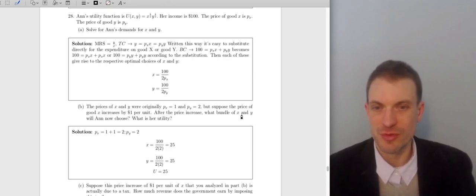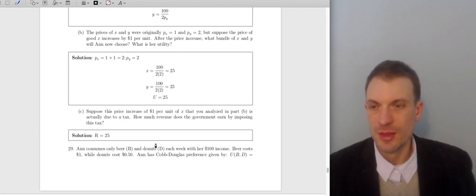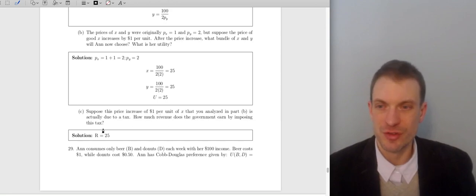After the price increase, what bundle of x and y will Anne now choose? That's why we just skipped right here to price of good x is 2, price of good y is 2. Good. Then it says, suppose this price increase of $1 is due to a tax.